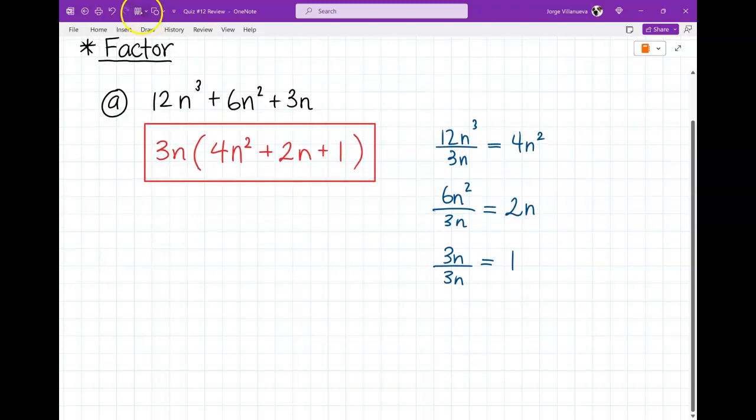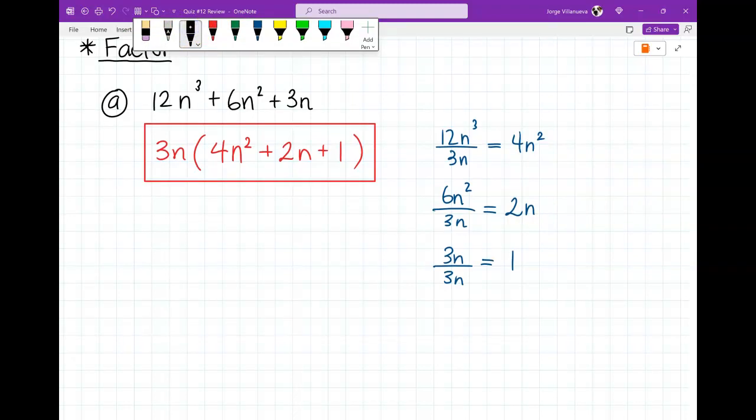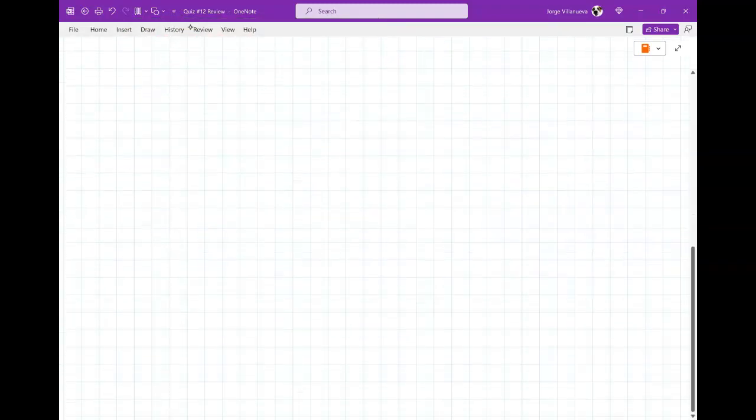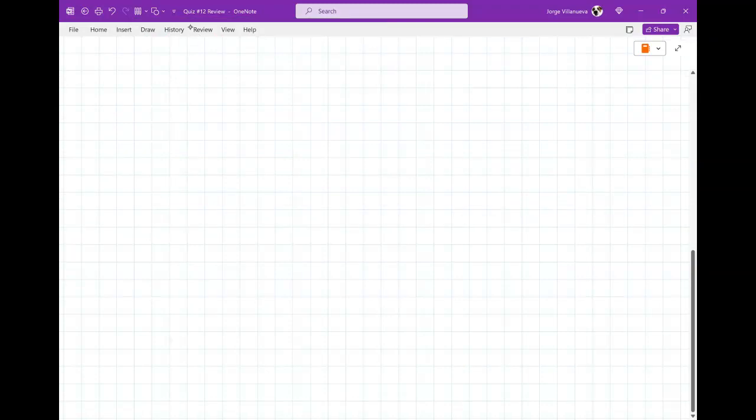All right, so part B. Whoops, sorry about that. Part B looks like this: a squared minus a minus 6. So we're just factoring that. And remember, you're going to go through that flowchart and ask yourself, does this have anything in common? So no. Does this have 4 terms? No, it doesn't have 4. Does it have 3 terms? Yes. So then try the X method and see if that works.